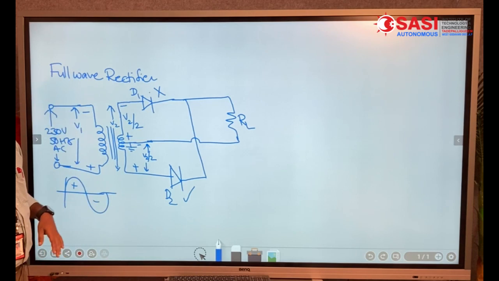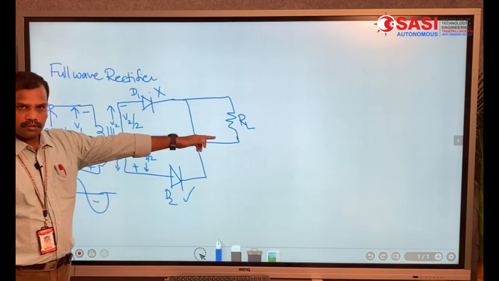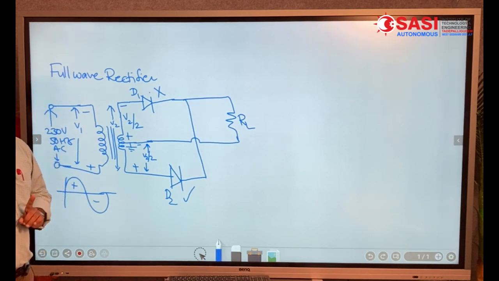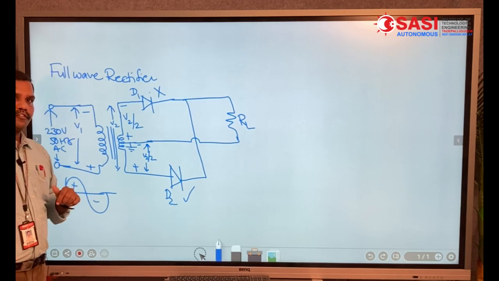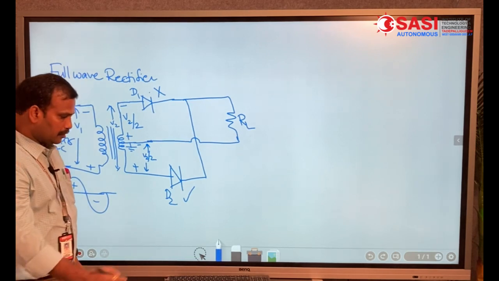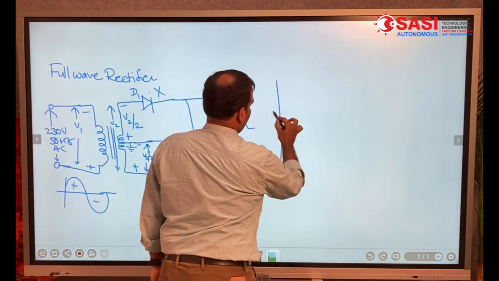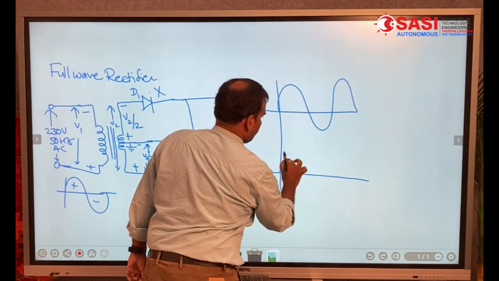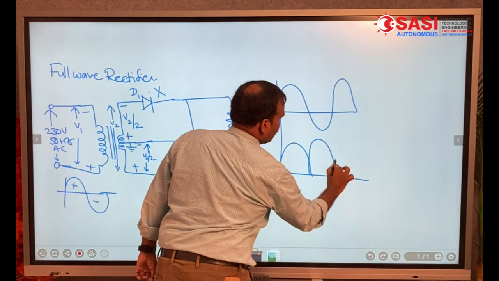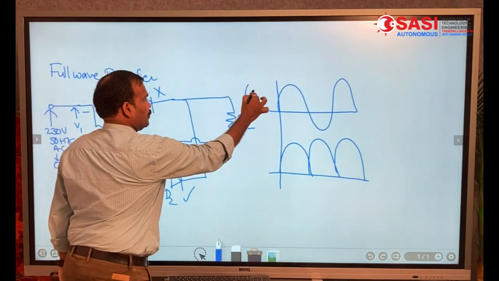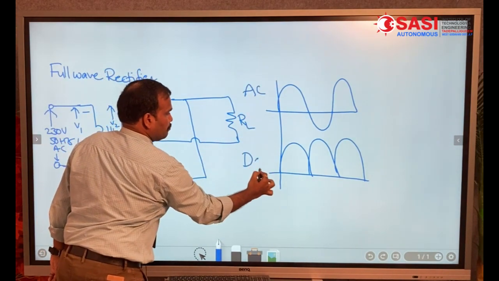Now, in the full wave rectifier, what happened? The current flows in the load resistor for positive half cycle of the input as well as negative half cycle of the input. Whereas in the half wave rectifier, what happened? Current flows in the load resistor during positive half cycle of the input. Hence, if you see the outputs, positive half cycle, negative half cycle, positive half cycle. This is AC, this is DC, pulsating DC.